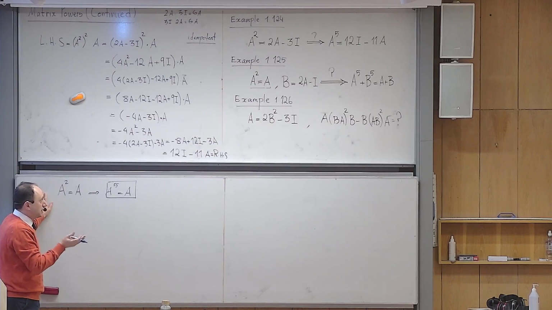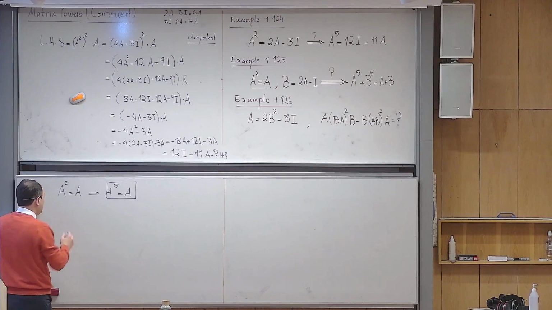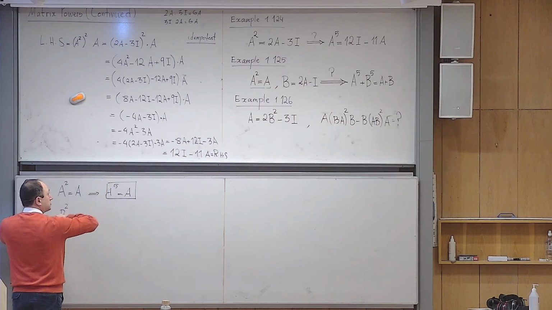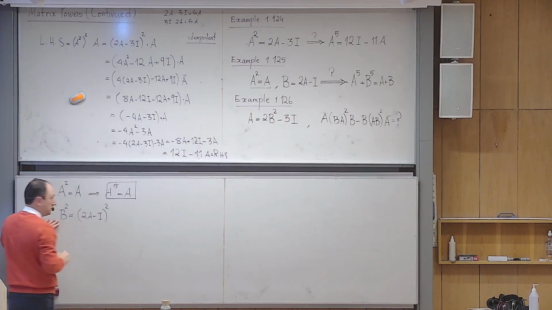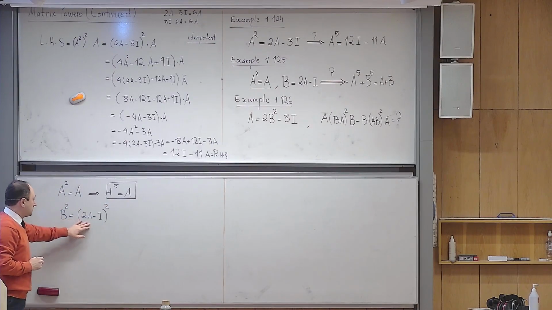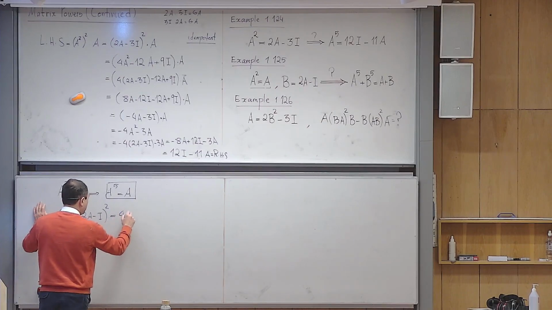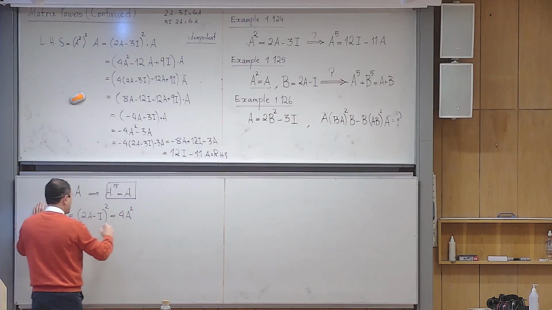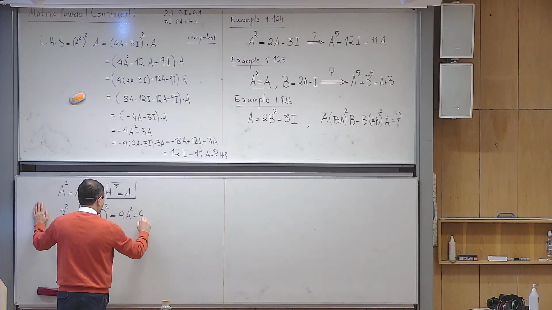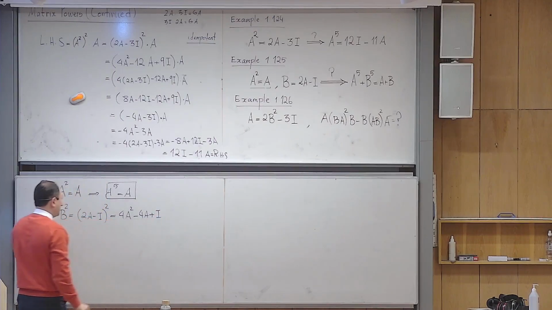But in your calculation, if I understood it correctly, you need to calculate B squared somehow. So let us calculate B squared first. B squared means, because B is given to be that expression, I can write this. Can I use algebraic identities? Yes, because 2A and I commute. So I can use the algebraic identity. This becomes the first one squared, 2 times the first one times the second one, which becomes minus 4A, and then plus the second one squared, which is I.